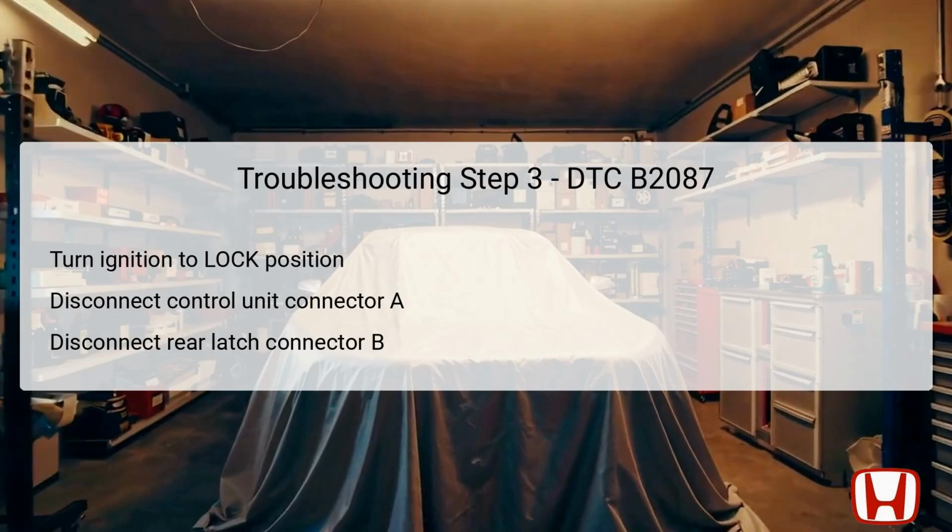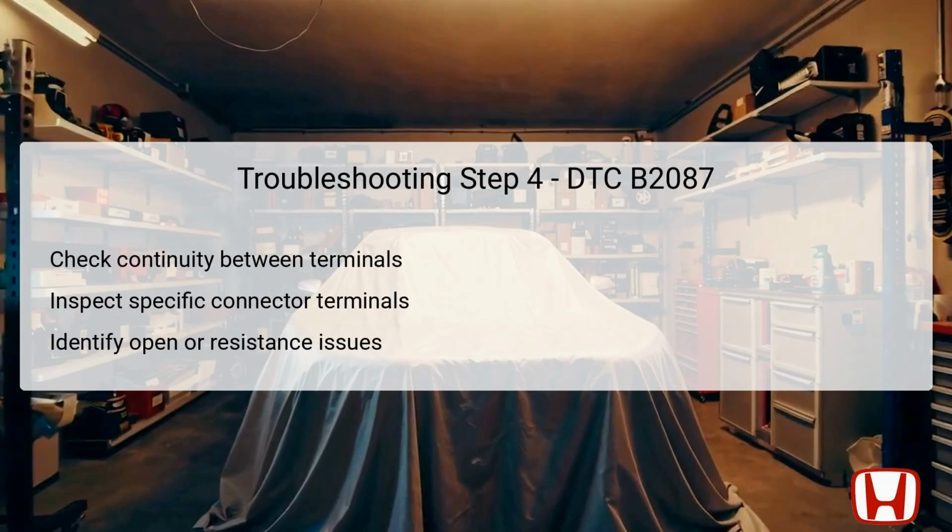This is crucial, as it prevents any feedback while performing continuity checks. Following that, disconnect the right power sliding door rear latch connector B, which has 6 pins. By isolating these components, you're preparing to check the integrity of the wiring between the control unit and rear latch, a key step in diagnosing any connection issues that could lead to DTC B2087 being set.